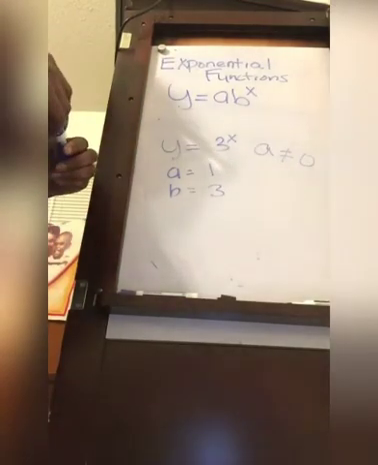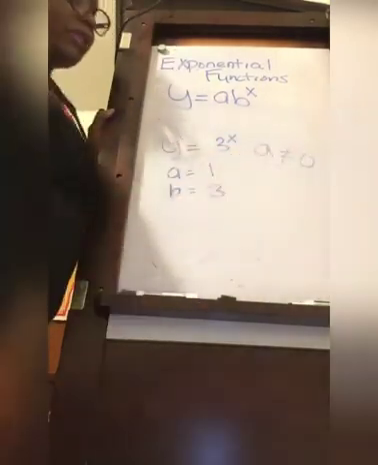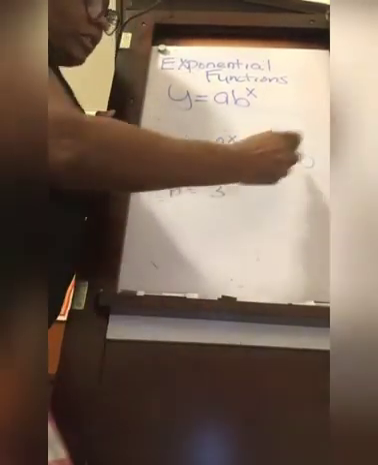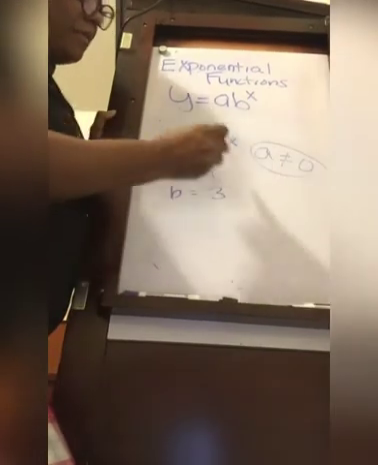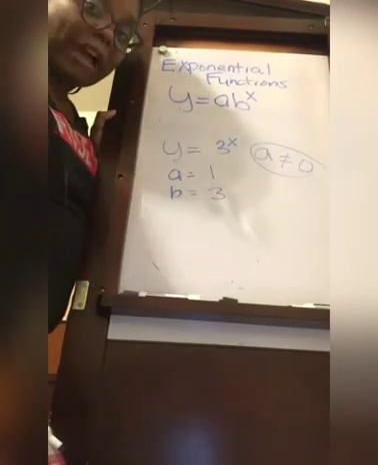So A can never, ever, that's not a word, so don't quote me on that, but it can never equal 0. So just make a note of that. It could be 1. It could be less than 1. But it can never equal 0, guys.